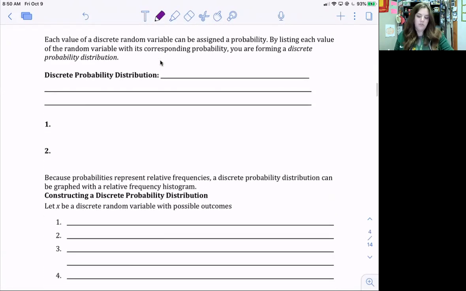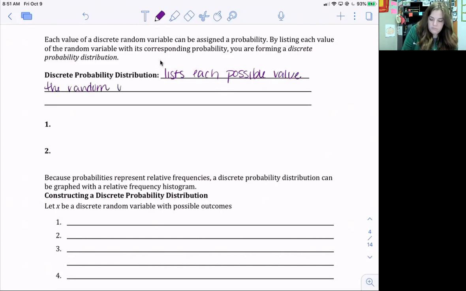All right, so each value of a discrete random variable can be assigned a probability. By listing each value of the random variable with its corresponding probability, you're forming a discrete probability distribution. So this lists each possible value the random variable can assume together with its probability.